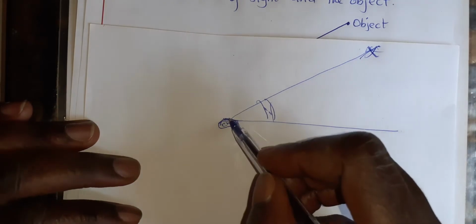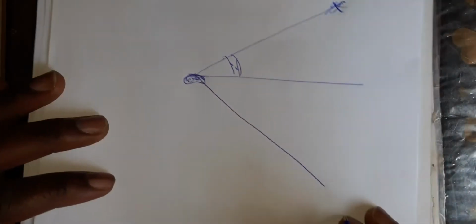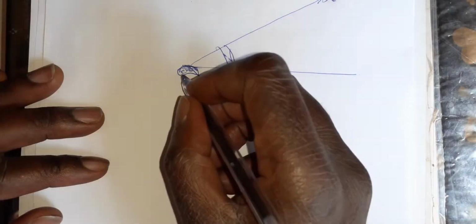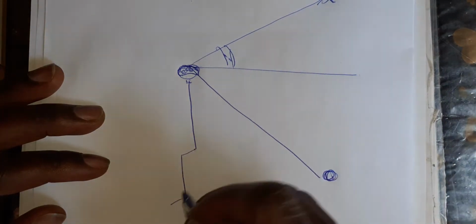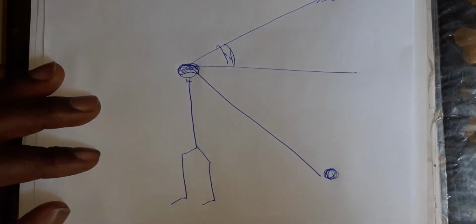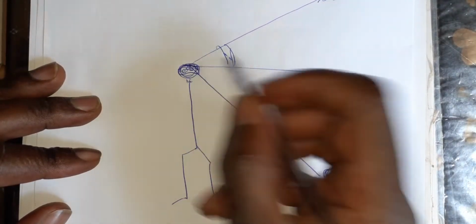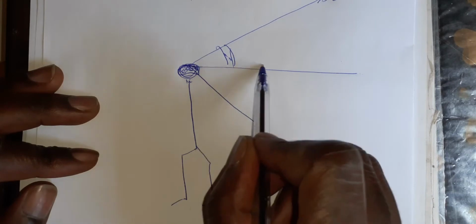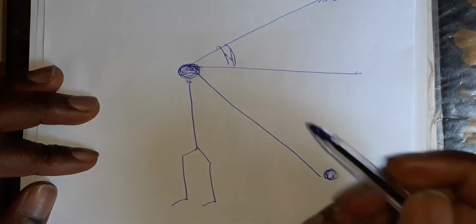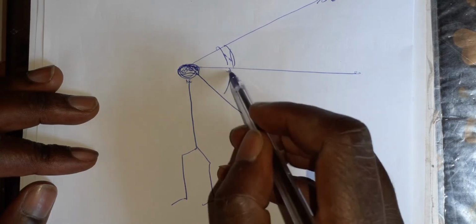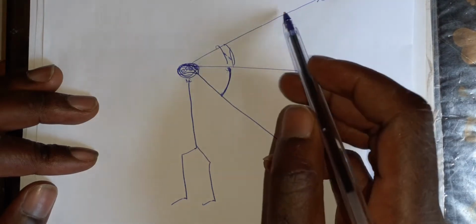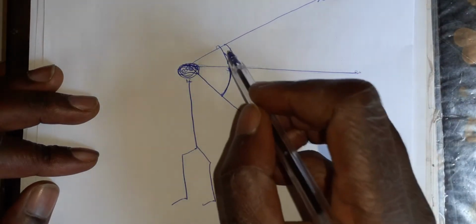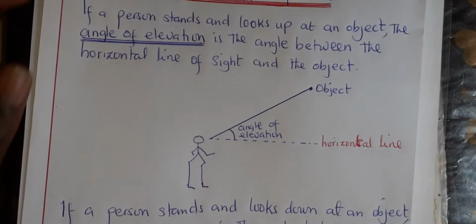Again, when this same person looks down to see the object that is down here, the person is standing here, and the head is here. The horizontal line of sight is this one. So when this person looks down against this horizontal line of sight, there will be an angle of depression. And if he or she looks up against this line of sight, there will be an angle of elevation. Okay, that is very important.